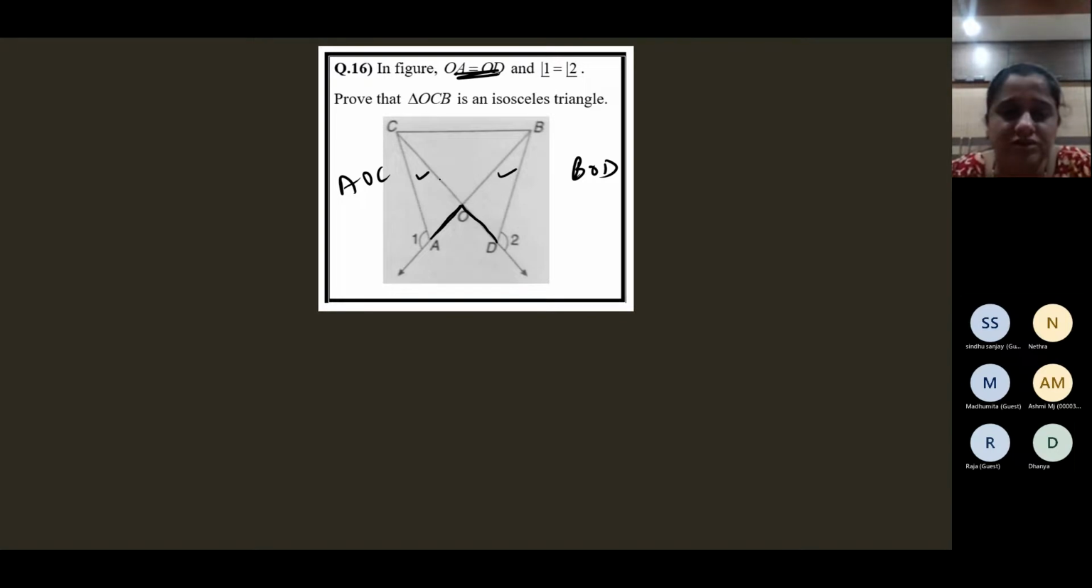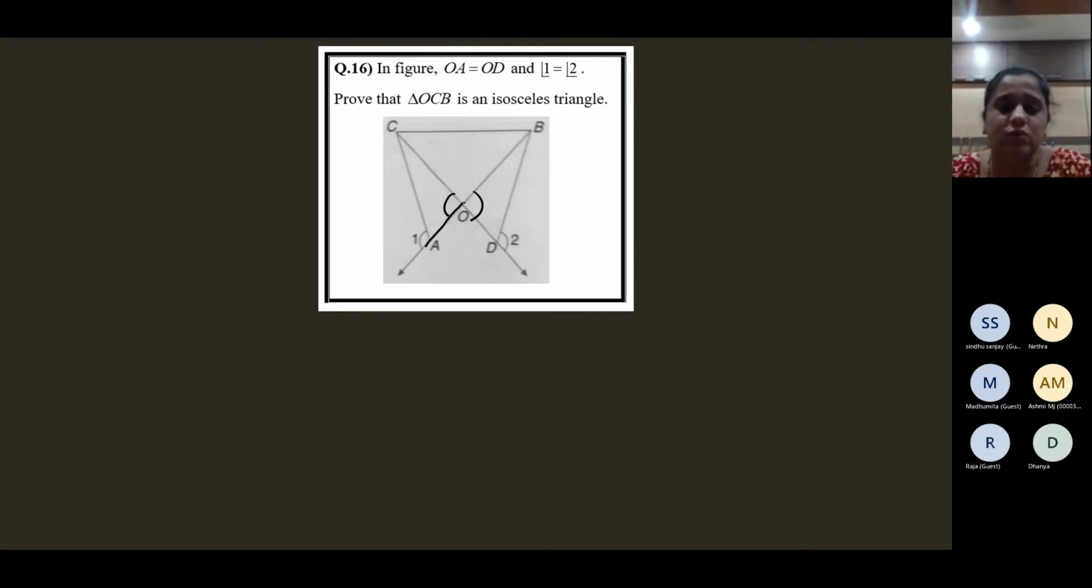And then you can see that these two lines are intersecting, right? So vertically opposite angles are equal. So this angle of this triangle is equal to this angle of this triangle. How much they measure, we don't know, but they're equal because they're vertically opposite angles. So what did we get? We have this angle is equal to this angle.